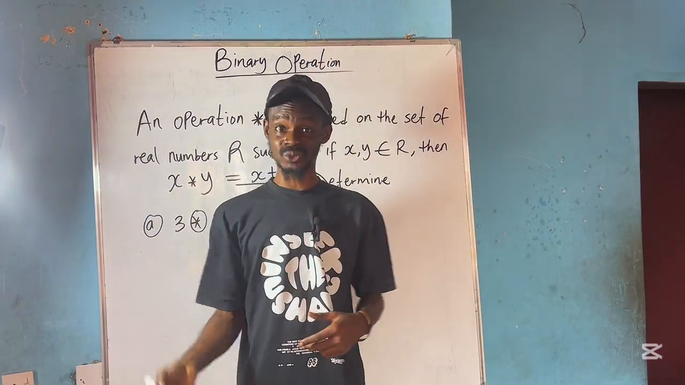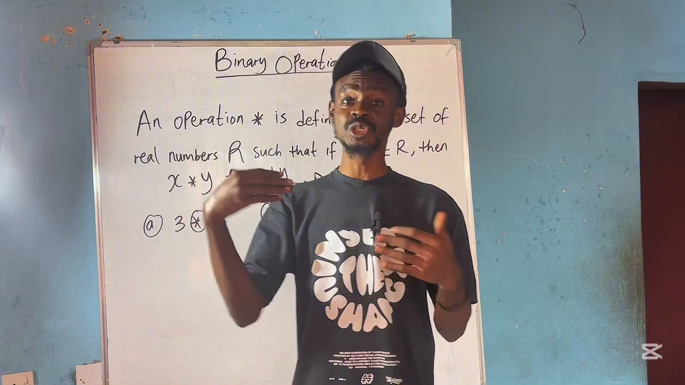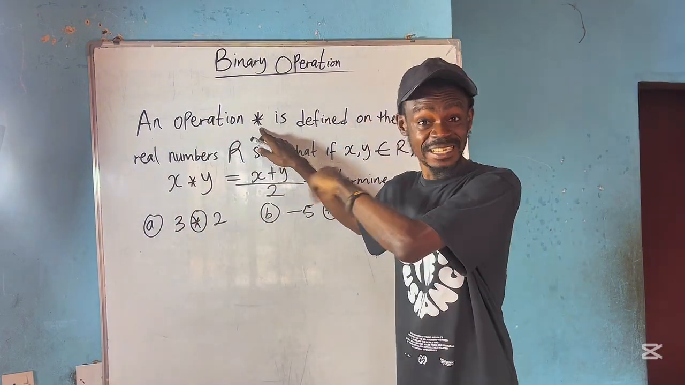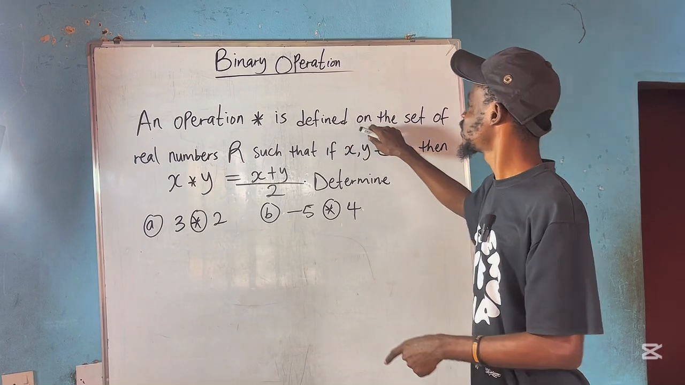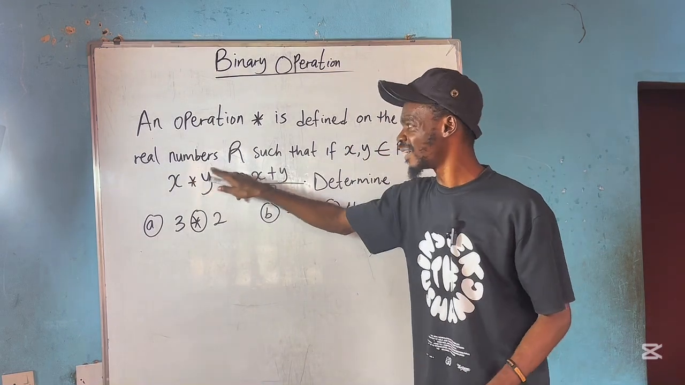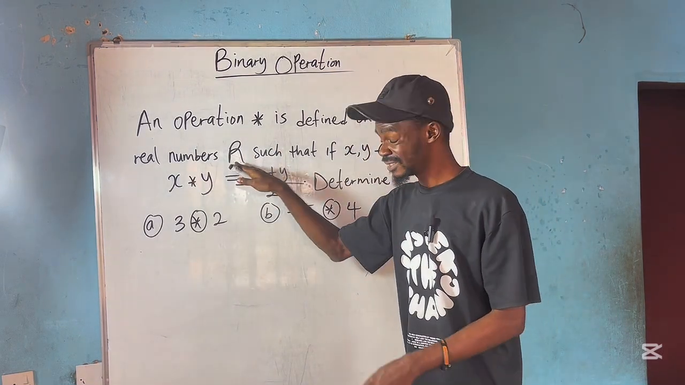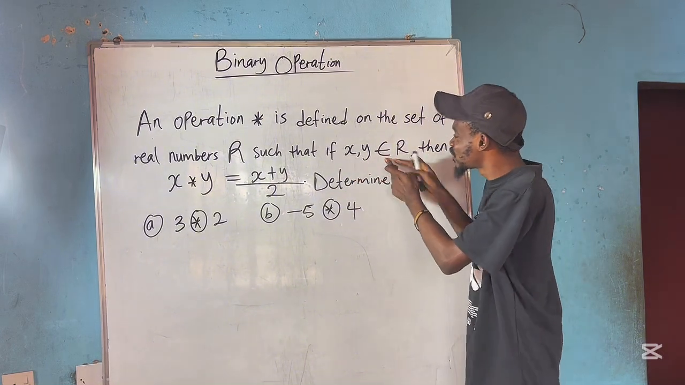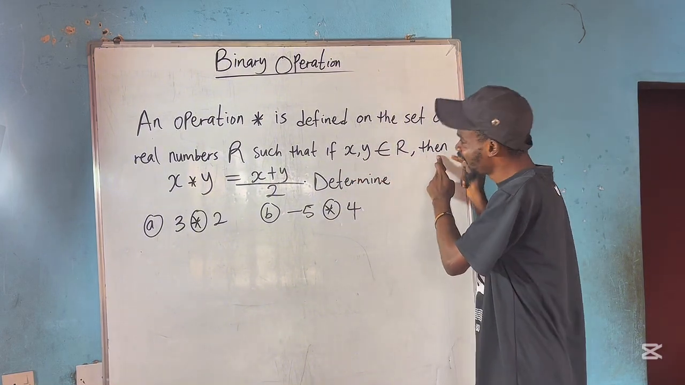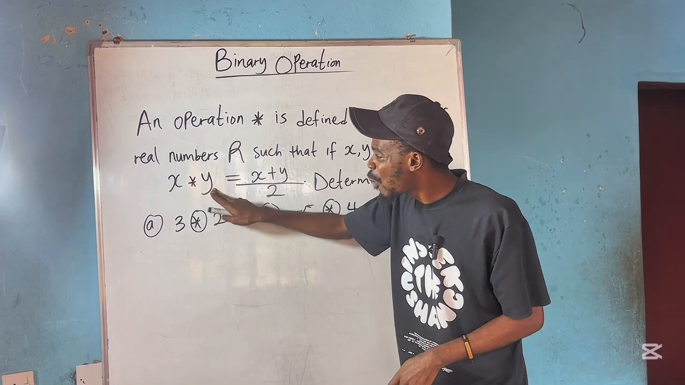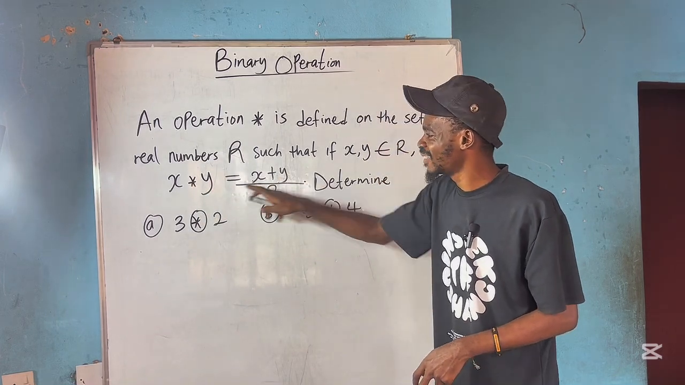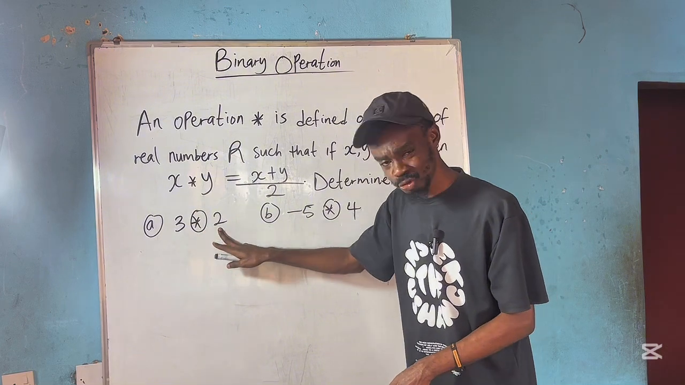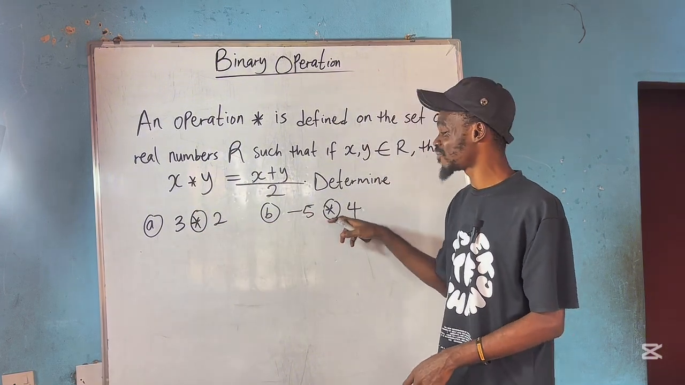Let's solve some examples on binary operation. We have a question on the board that says an operation asterisk, now we are seeing asterisk in the question, is defined on the set of real numbers R, such that if x and y are elements of R, then x asterisk y is (x plus y) divided by 2. Determine 3 asterisk 2 and minus 5 asterisk 4.